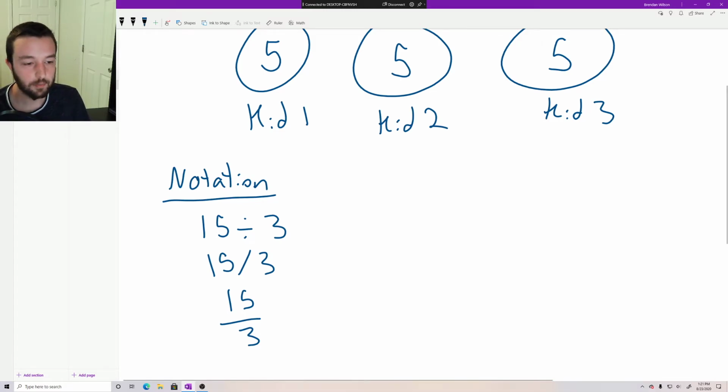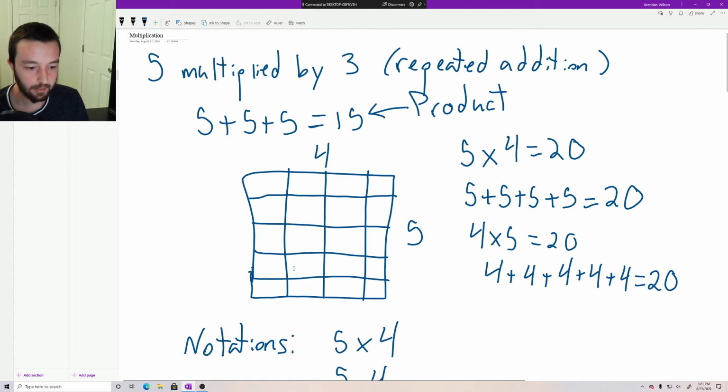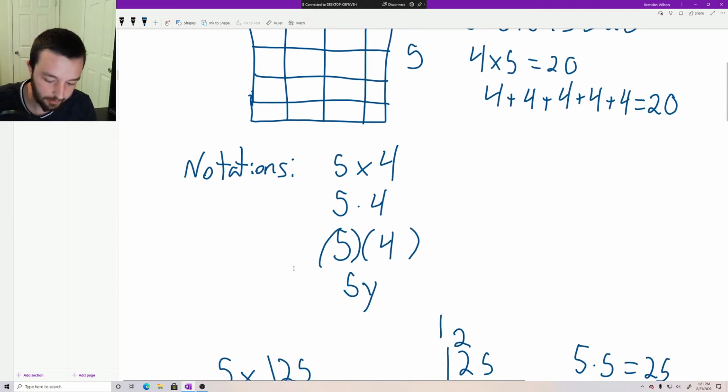One way I never actually mentioned with multiplication, now that I'm thinking about it again, let me just add this in here. 5*3. Not a very good asterisk.